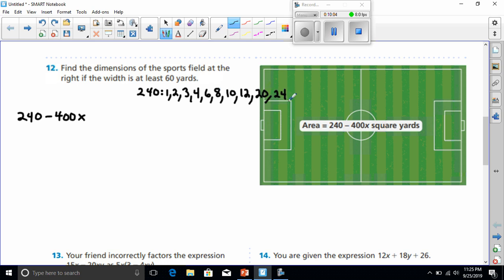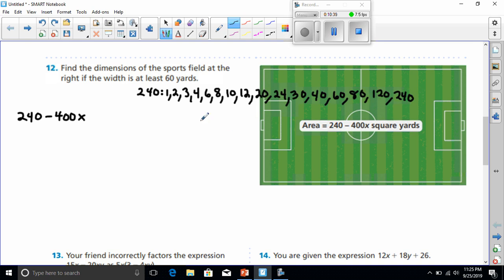8 times 30 will go into there. 6 times 40 will go into there. 4 times 60 will go into there. And 3 times 80 will go into there. And 2 times 120 will go in there. And of course, then we have 240 times 1.